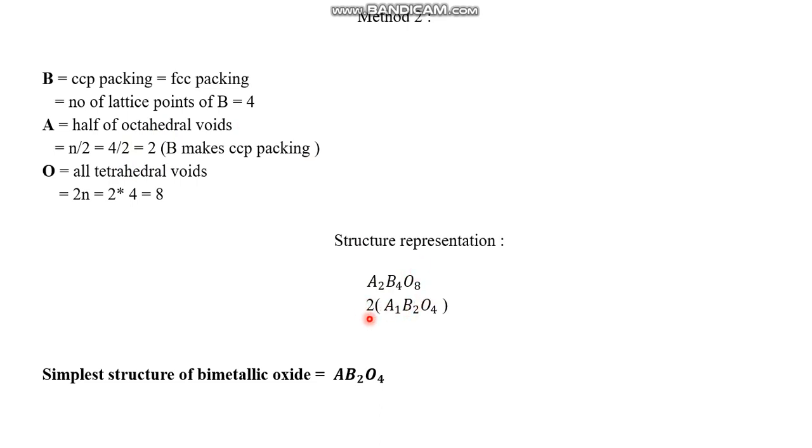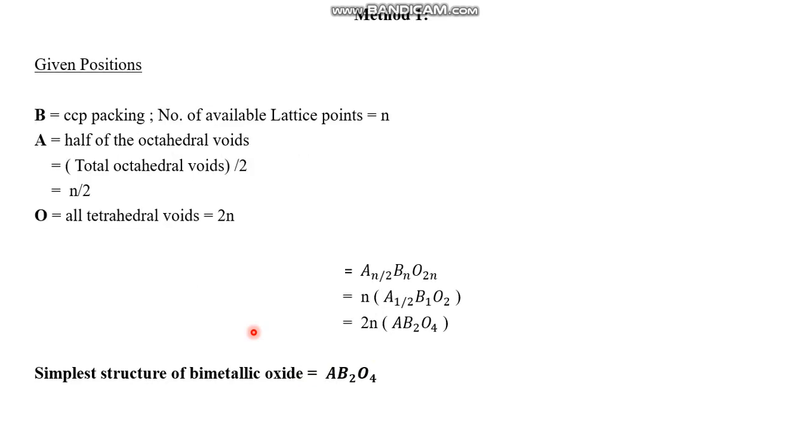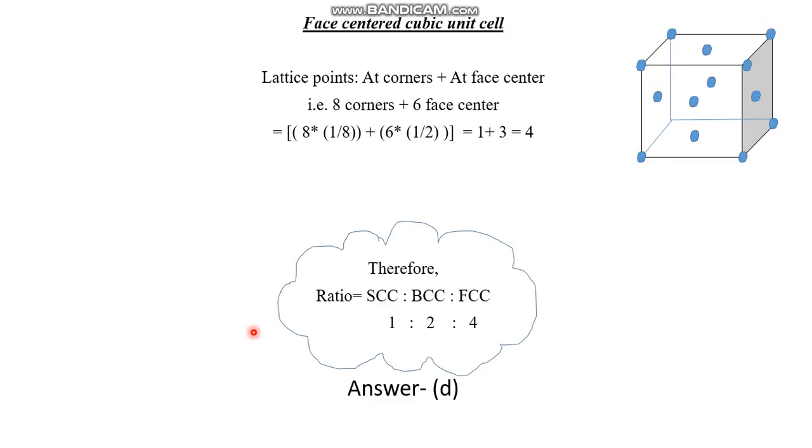If we take 2 as common, because we want the structure in its simplest form, the structure would be A1B2O4, or we can say AB2O4. So the simplest structure of the bimetallic oxide is AB2O4. Here 2 metals are used, that's why it's called a bimetallic oxide. These types of questions keep coming time and again in various exams, so you cannot afford to miss them.